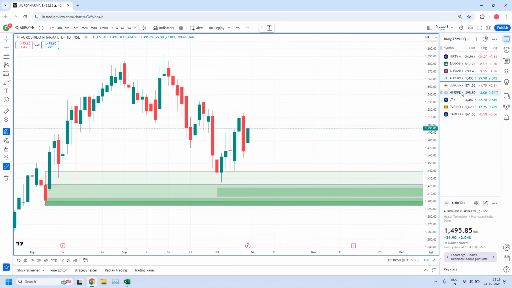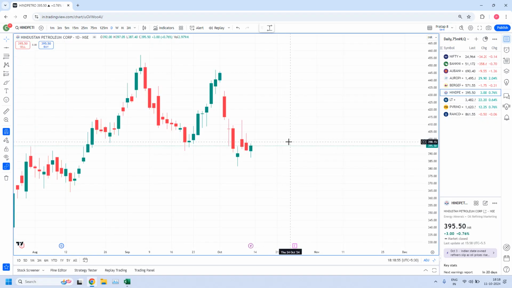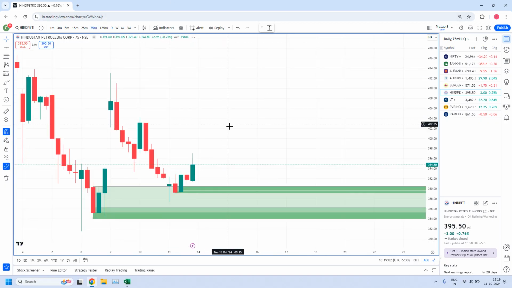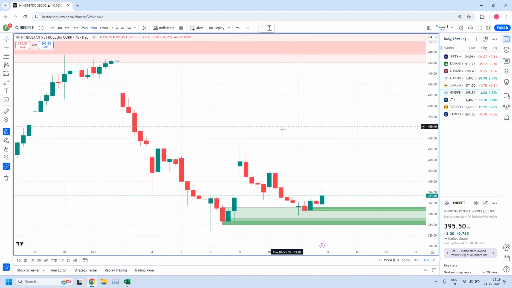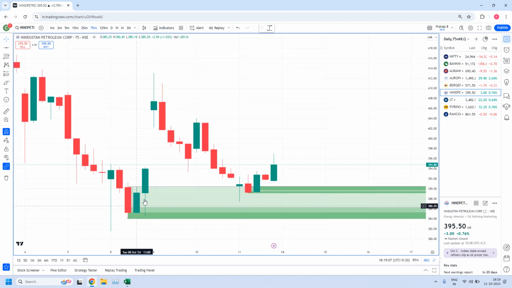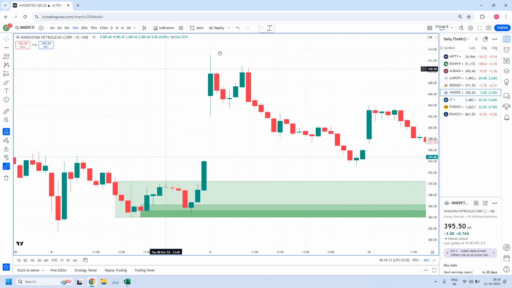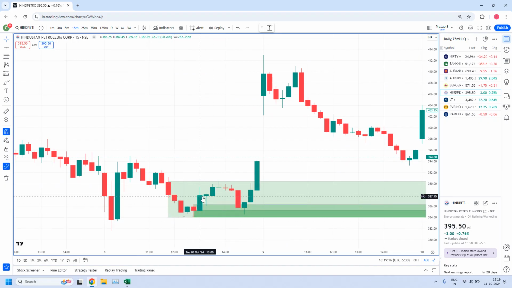Berger Paints we discussed, and the last one which we did not discuss is Hindustan Petroleum. Hindustan Petroleum is again another 75 minutes demand zone. This is a drop base rally as per our software identified. How I fine-tuned with 15 minutes time frame: drop base rally. And this drop base rally again fine-tuned with 5 minutes time frame.